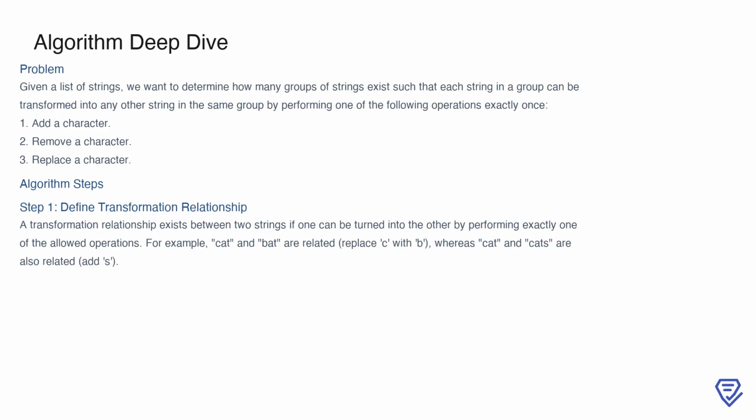The first step in solving this problem is to define what we mean by a transformation relationship. Two strings are considered related if one can be turned into the other using one of these three operations exactly once. This relationship will serve as the foundation for grouping the strings efficiently.